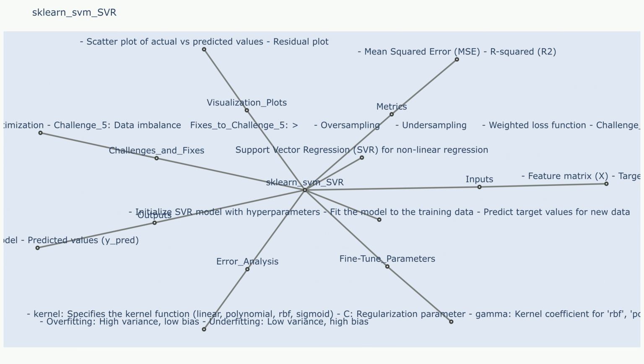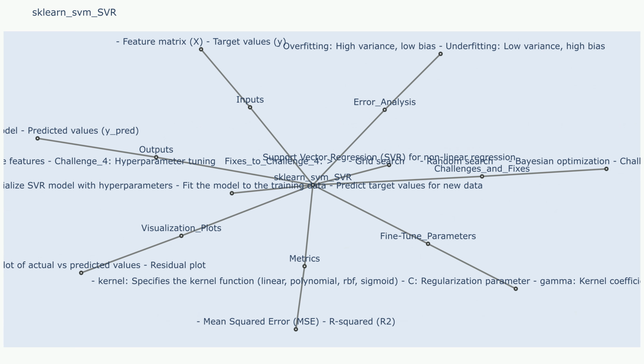Challenge 3: scaling of features. Sample use case that resulted in challenge 3: when features have different scales, the model might be biased towards features with larger ranges. Fixes to challenge 3: scale the features using techniques like standardization or normalization before training the model.